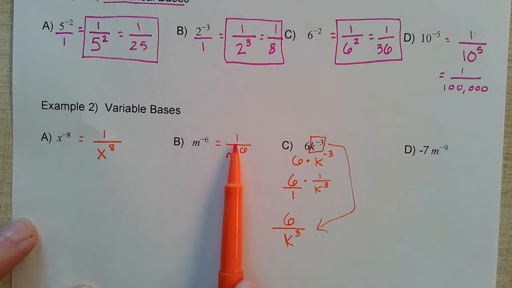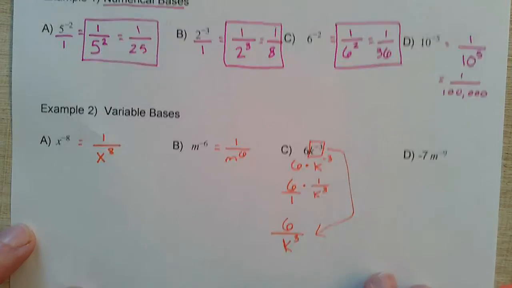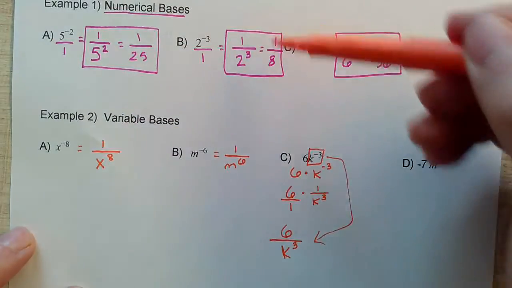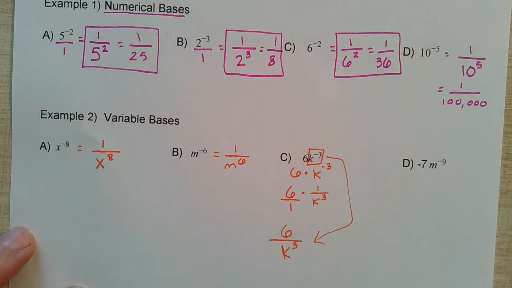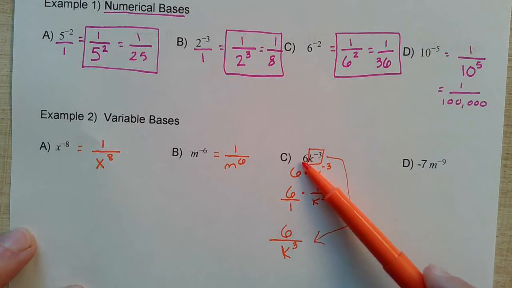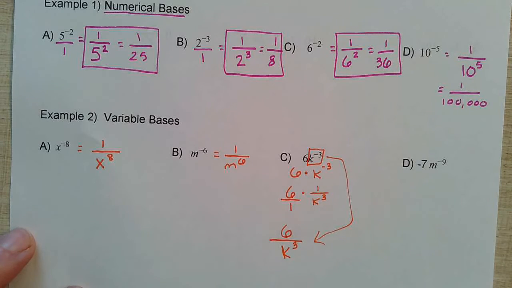In the previous ones, we were putting 1 on top as a placeholder. Well, in C, we don't need a placeholder. That 6 is our placeholder. So that 6 is going to stay on top.